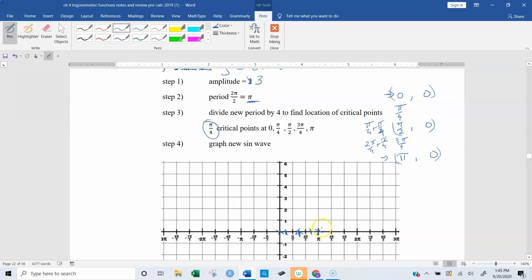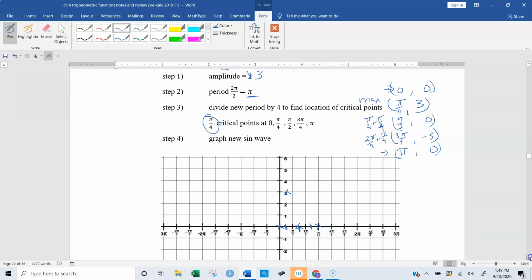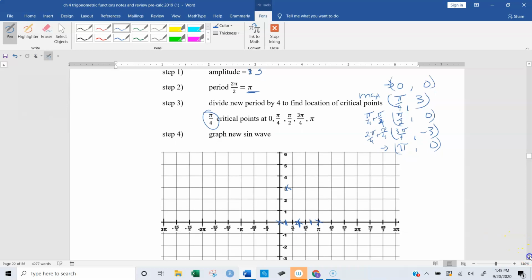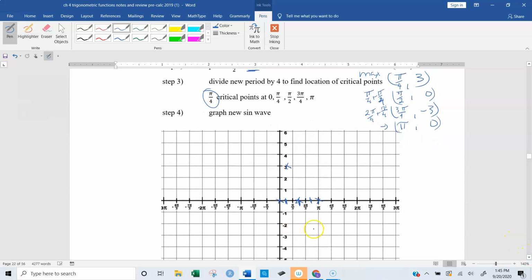There are my roots. Pi over 4, I know this is my max. So now my max is going to go up to 3 because that's my amplitude, 1 times 3. And this is my min, so it's going to go down to negative 3. So at pi over 4, we're at 3. At 3 pi over 4, I need more room. We need to be down to negative 3. And put your min. Okay, connect your wave.